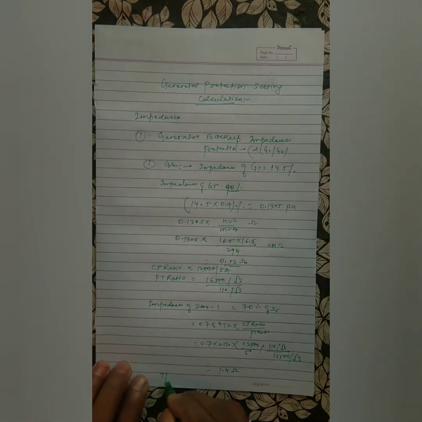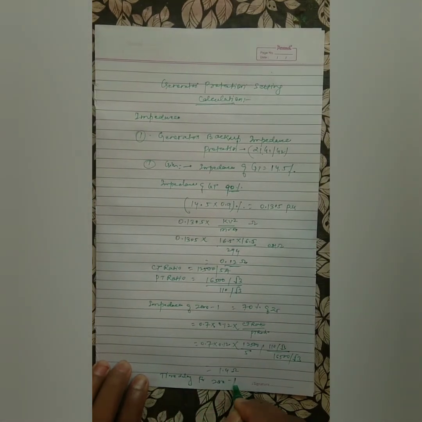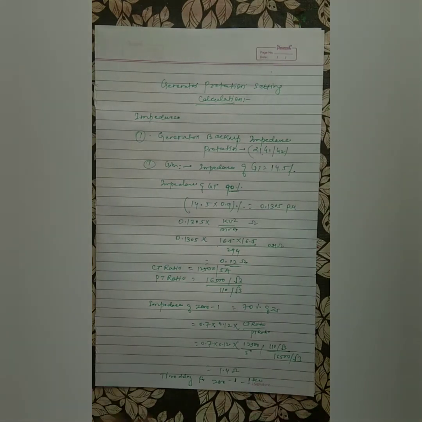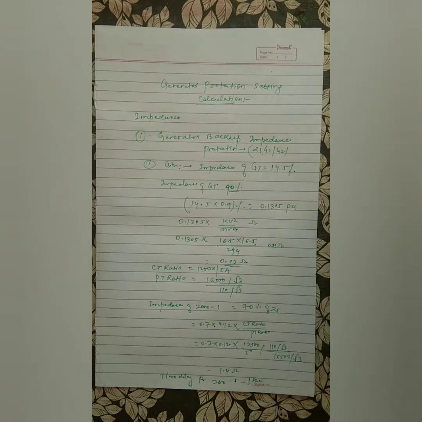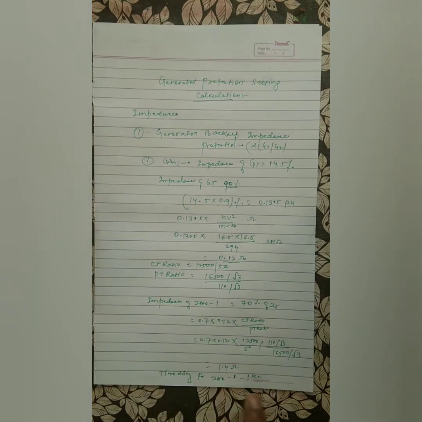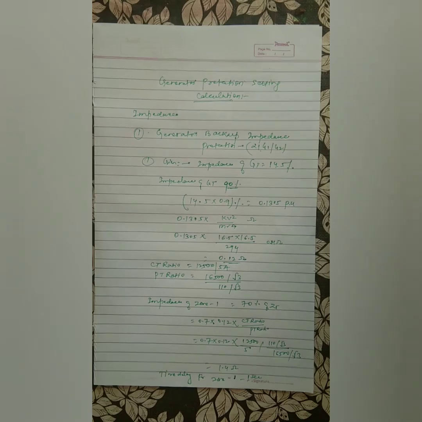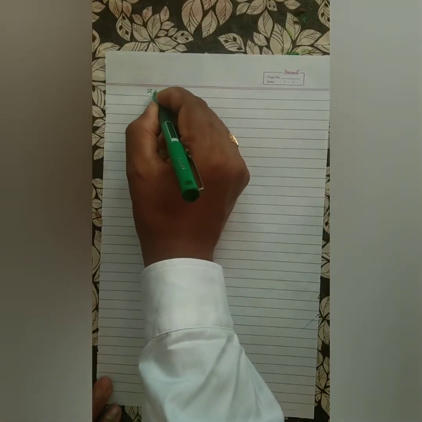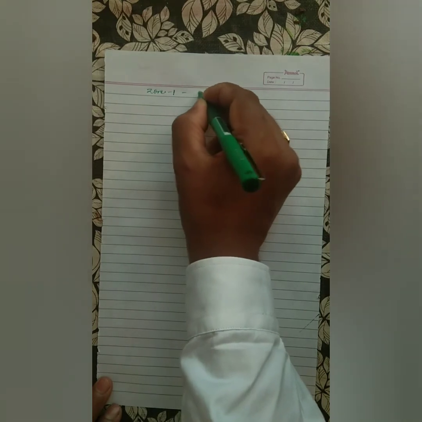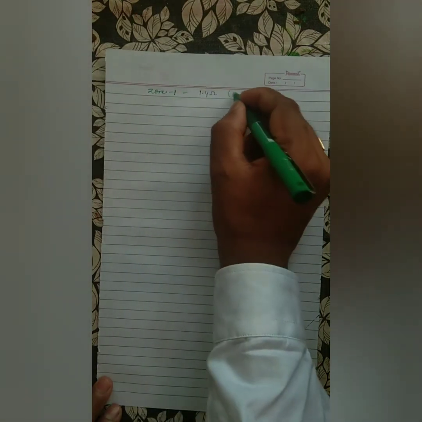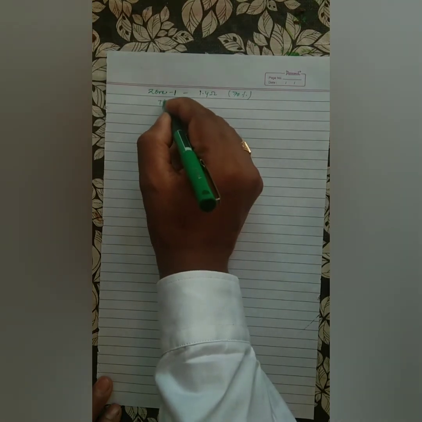And what will be the time delay for zone 1? It is 1 second. Here it depends upon the grading of the system, like how these systems are graded, setting coordination, all these things are done. For this particular generator transformer, we have taken the time delay of 1 second. So zone 1 setting is 1.4 ohm and the time delay is 1 second. So we have calculated the zone 1 magnitude is 1.4 ohm for 70% of impedance, and time delay is 1 second.